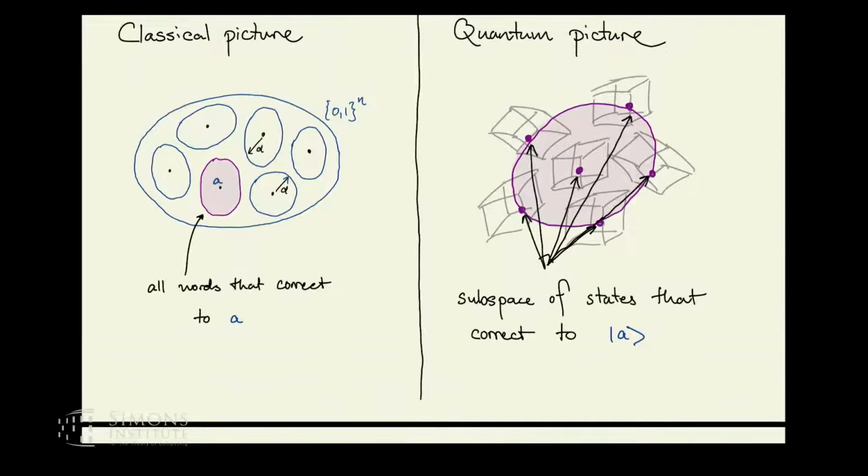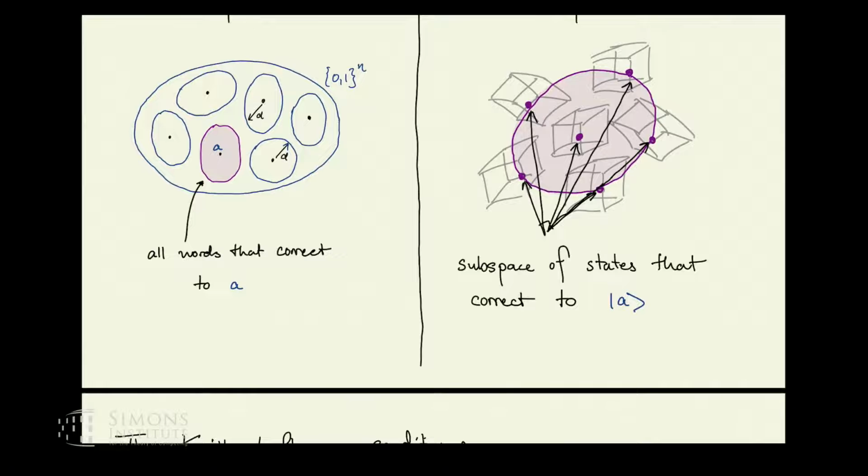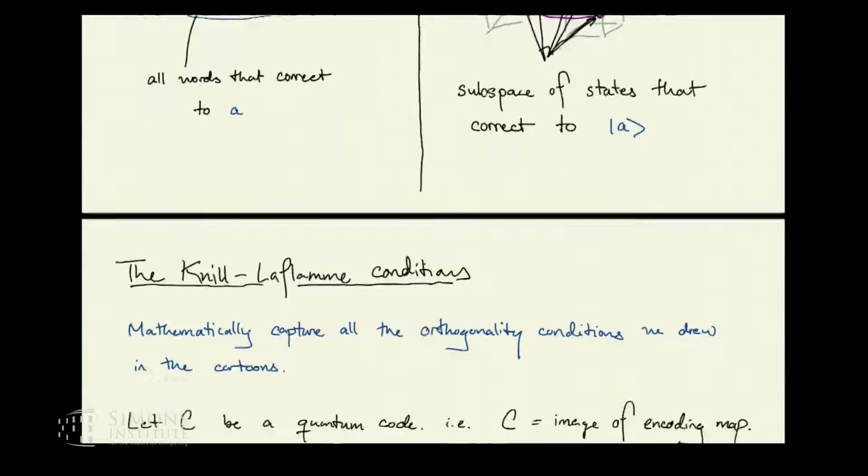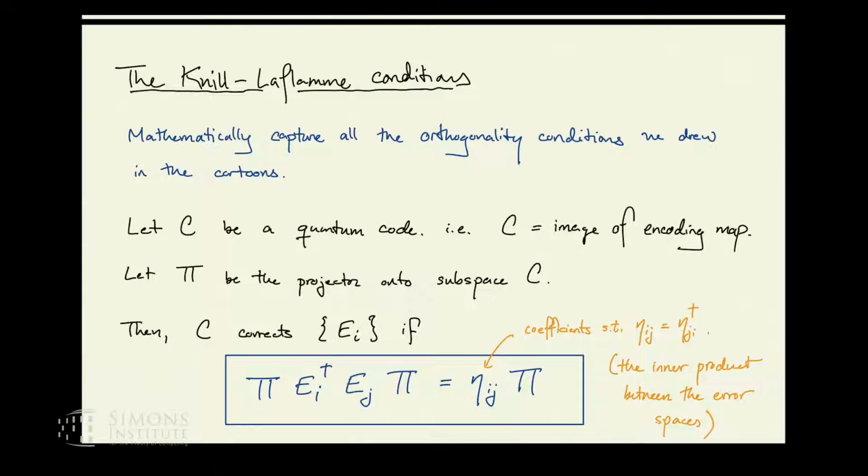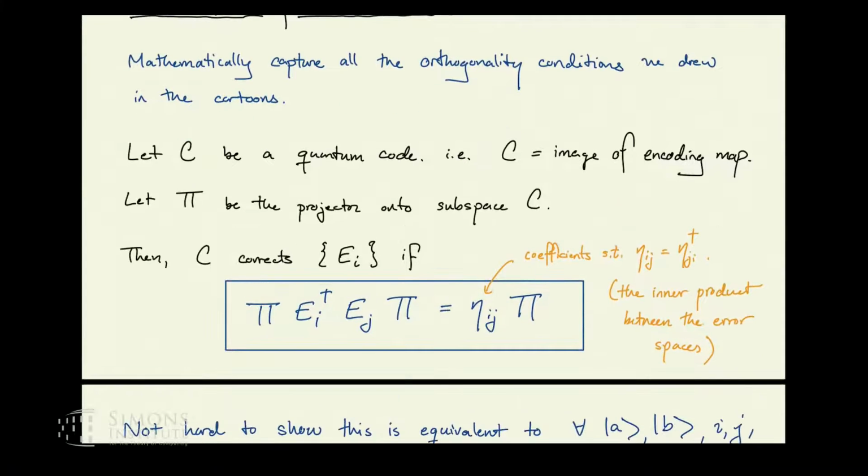Okay. But this gets you something very exciting, which is a mathematical definition of being able to correct errors. And that's what we call the Knill-Laflamme conditions. What they do is mathematically capture all those orthogonality conditions that we drew in the previous cartoons. So the idea here is that if I have a quantum code, it's the image of the encoding map. So it's just the blue square on the right-hand side that we previously had. And you think of the projector onto the code as just some matrix Pi. Then you can say that the code corrects against errors E_i if this equation holds. If Pi E_i dagger E_j Pi is equal to the coefficients we actually extracted previously, the inner products between the errors.